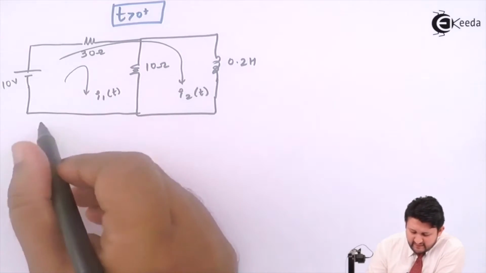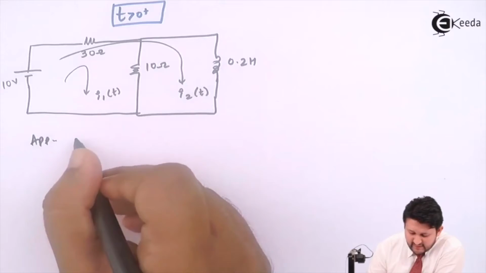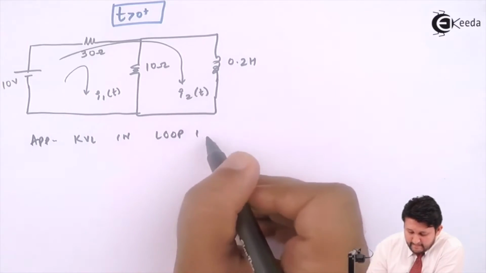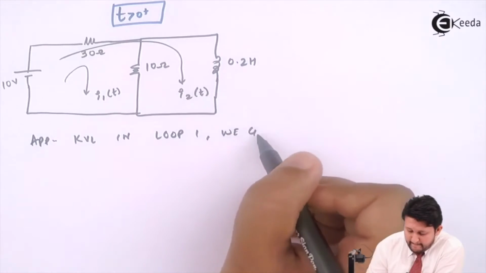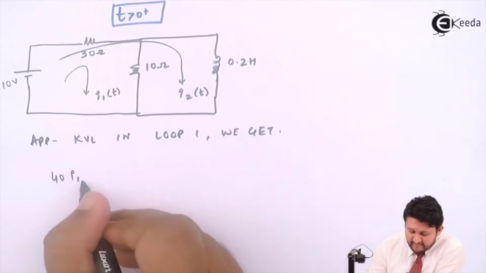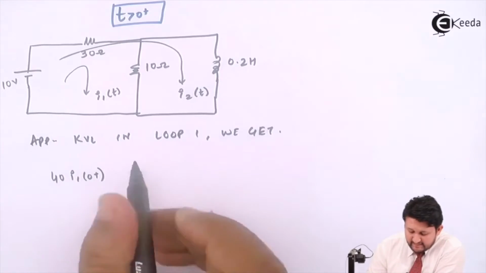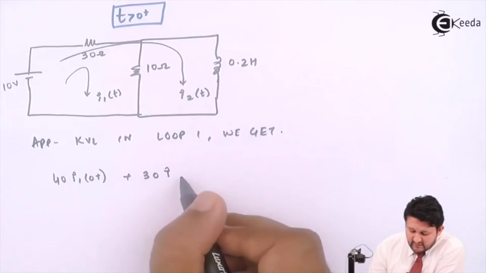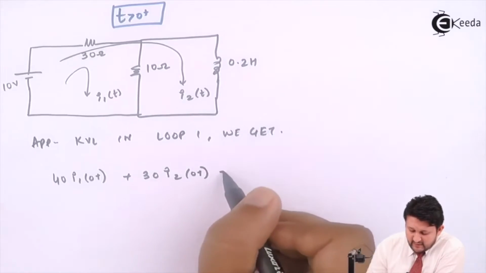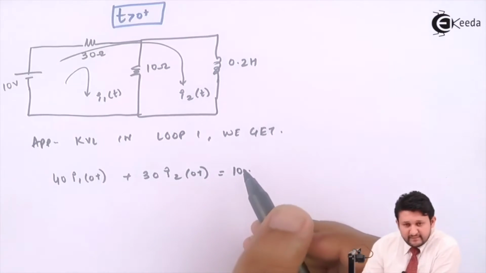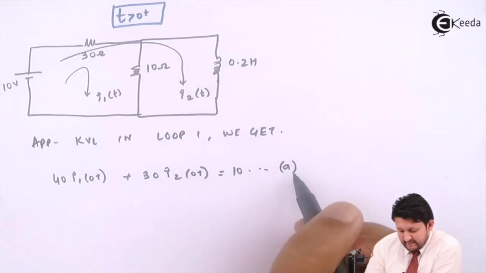If I apply KVL in loop 1, we get, at the resistance you get 40, I1 of 0 plus. In 30 you have one more current flowing in the same direction, so you have plus 30 I2 of 0 plus equal to, your current enters into negative, so it will be positive. That's the equation number 1.